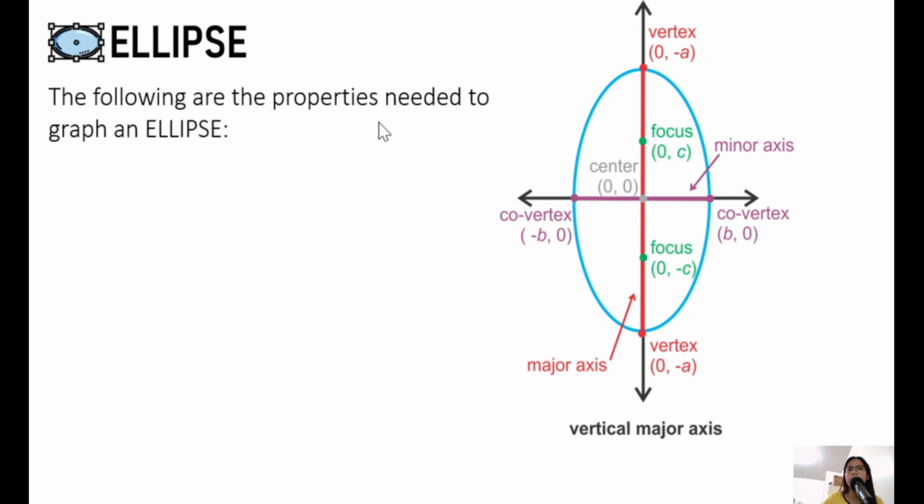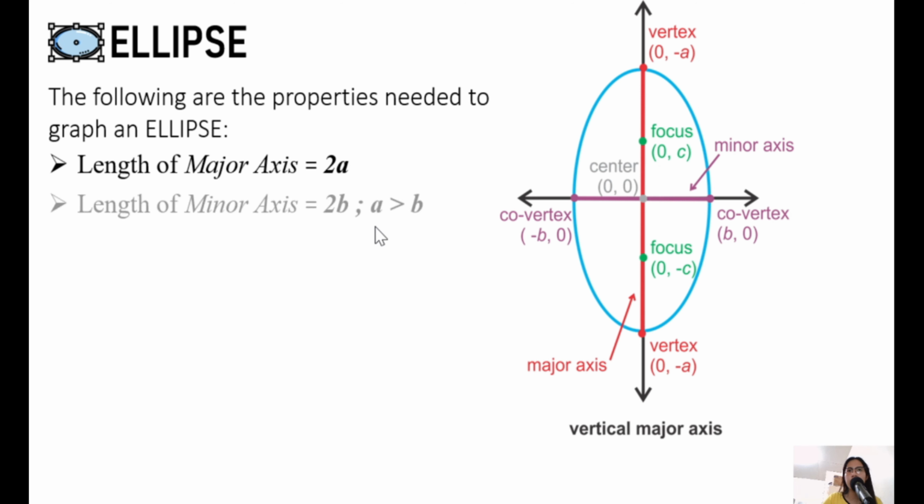Okay, the following are the properties needed to graph an ellipse. This is important for graphing an ellipse. The length of the major axis is 2A. This is A, plus A down here, so 2A. The length of the minor axis is equal to 2B, where A, of course, from the major axis, is always greater than B. The distance between foci is 2C, right? This is C, plus C down here, so C plus C equals 2C.